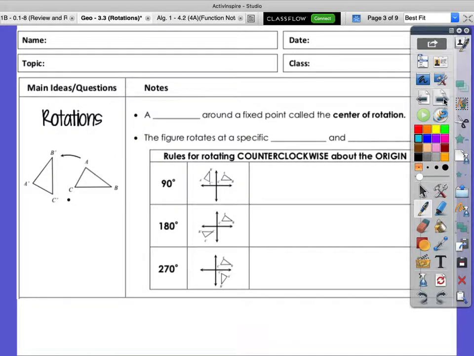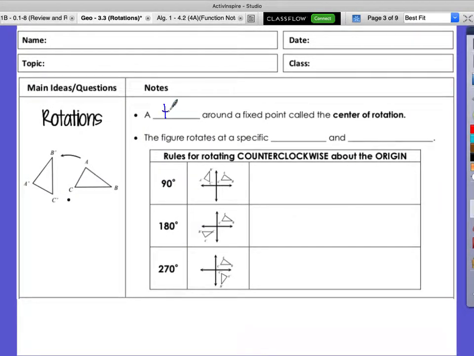So for these rotations, we're gonna flip to our third page, or really fifth page, I guess. Rotations: a turn is a turn around a fixed point called the center of rotation. So you have a fixed point, and you turn it around that. The figure rotates at a specific angle and direction.